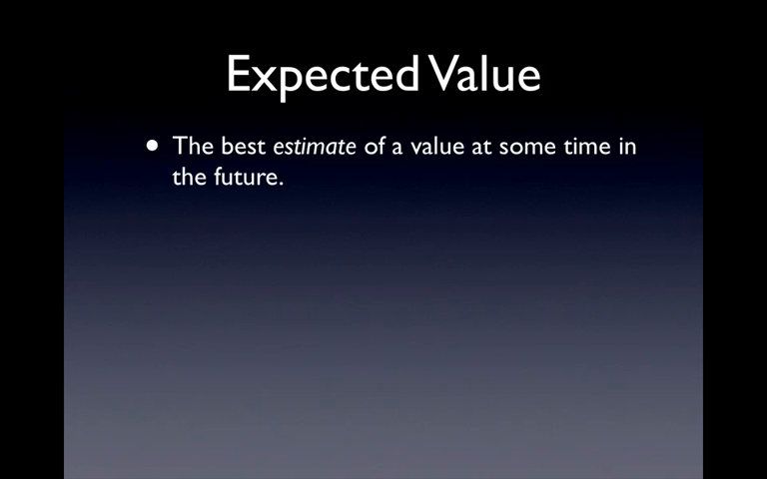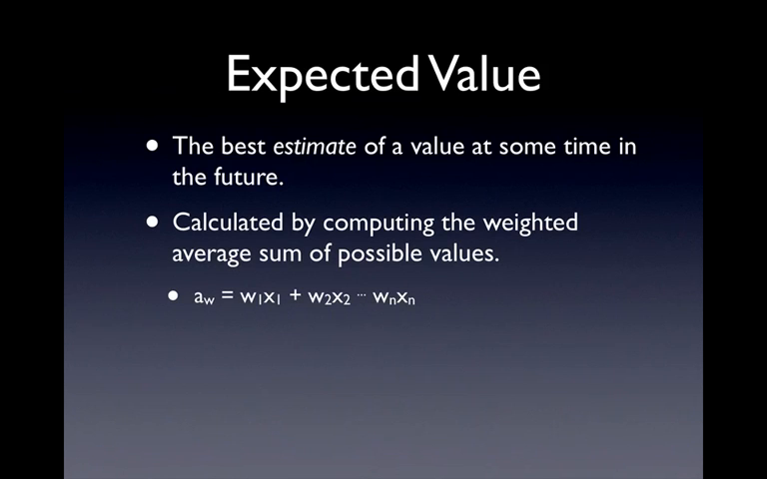In plain language, the expected value is the best estimate of a value at some time in the future. The estimate is calculated by computing the weighted average sum of a set of possible values. Ideally, we'd like to use all the possible values to calculate the expected value, but that is not always possible. In general, the weighted average is calculated using this formula, where each value x is multiplied by a weight represented by w. For a simple average, the weight associated with each value is 1 divided by the total number of values, or n, in the formula.